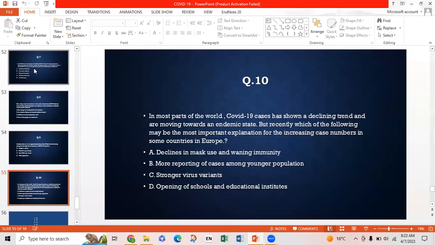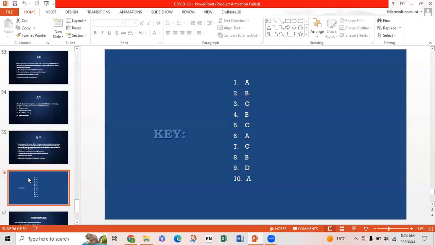10th MCQ: in most parts of the world, COVID-19 cases have shown a declining trend and are moving towards the endemic state. But recently, which of the following may be the most important explanation for the increasing case numbers in some countries in Europe? Option A, declining mask use and waning immunity. Option B, more reporting of cases among the younger population. Option C, stronger virus variant. And option D, opening of the schools and educational institutions. A. Yes, this is the most common cause. A is the right answer. This is the key.